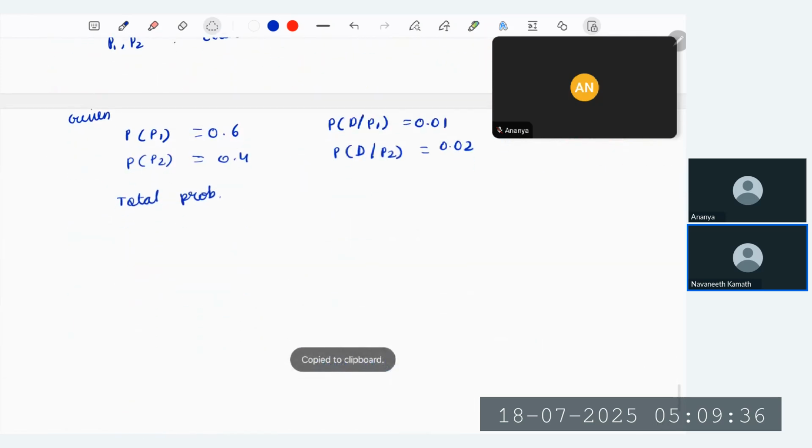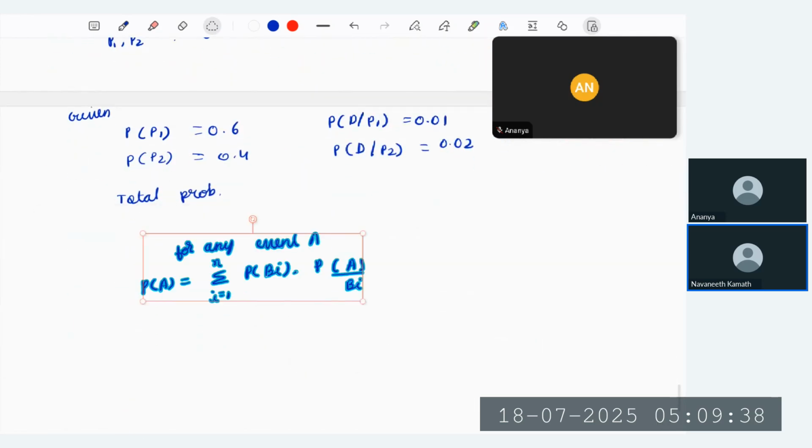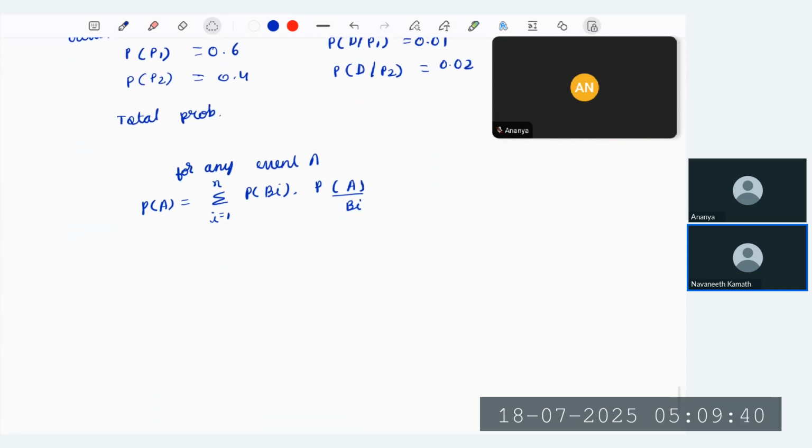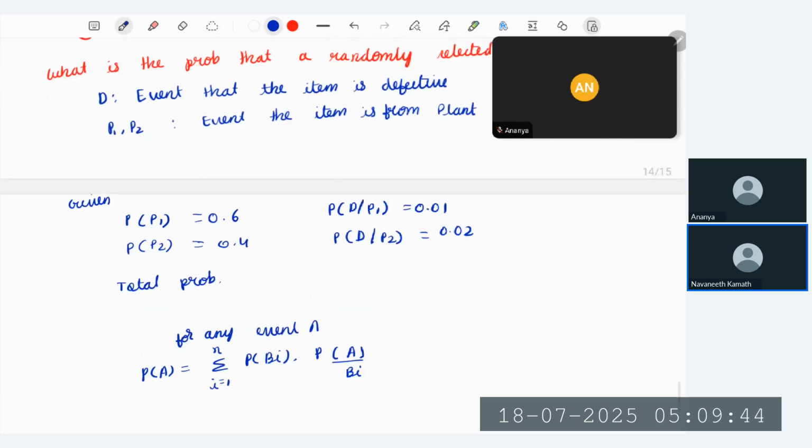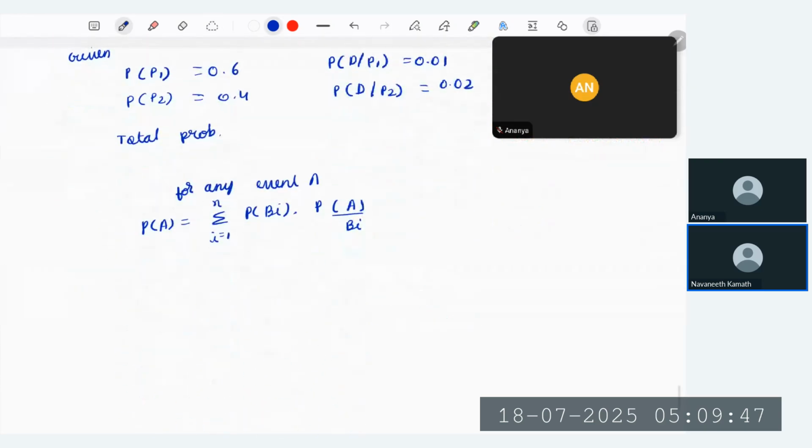So this is the basic theorem. It should be adjusted to our condition. So this is the basic theorem for our case. What is the defective item they have asked, right? So what is the defective rate?